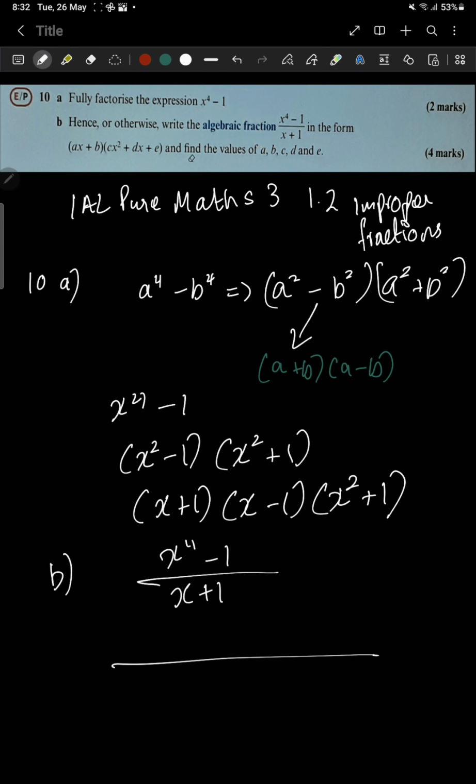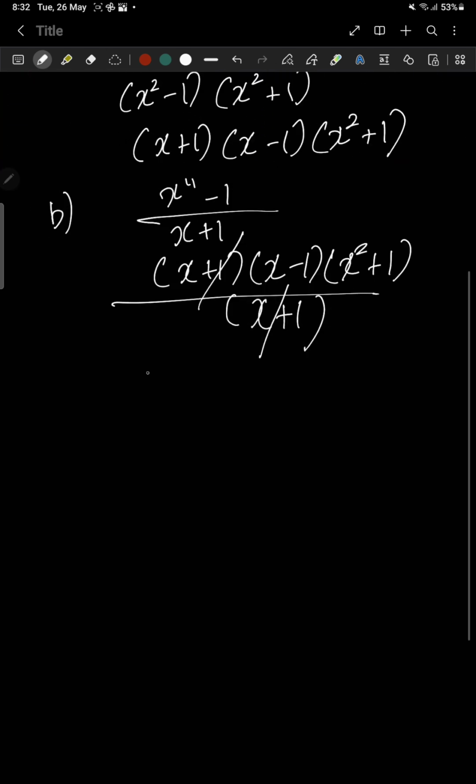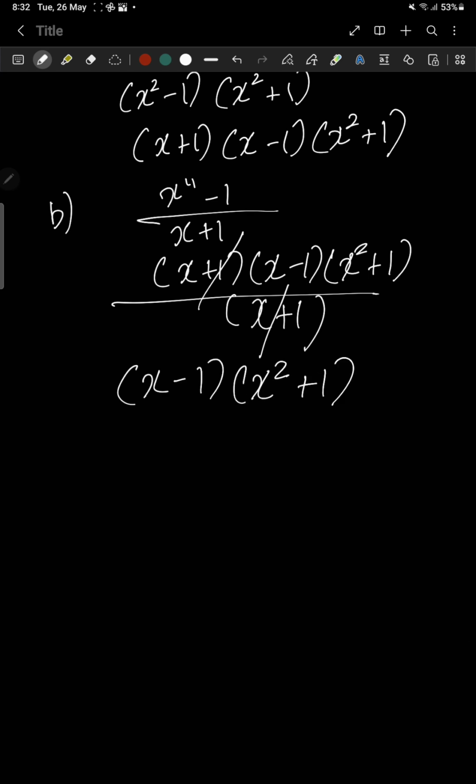What we are going to use is the factorized version of x to the power of 4 minus 1, which is x plus 1, x minus 1, and x squared plus 1, all over x plus 1. Now the x plus 1 cancels out. We are left with x minus 1 times x squared plus 1.